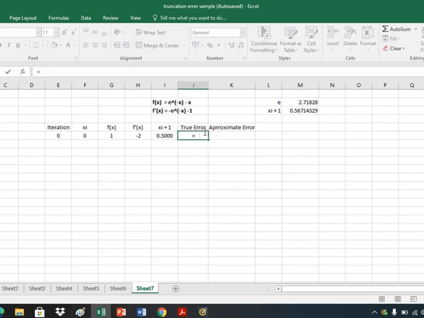So the true error is equal to, let's put some abs for absolute value, true value minus the approximate, divided by the true value times 100%. Okay, so this is it. Let's just reduce the decimal points. For the approximate error, we have the current value minus the previous value divided by the current value times 100%. So that is the absolute value. So that is 100%.